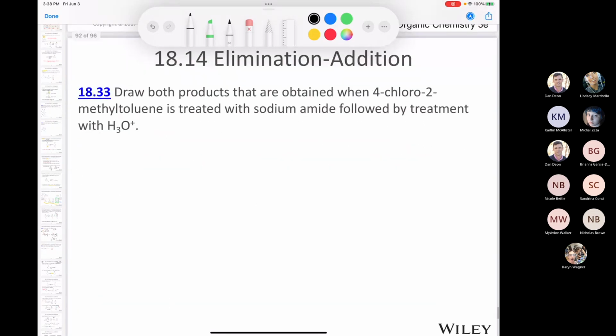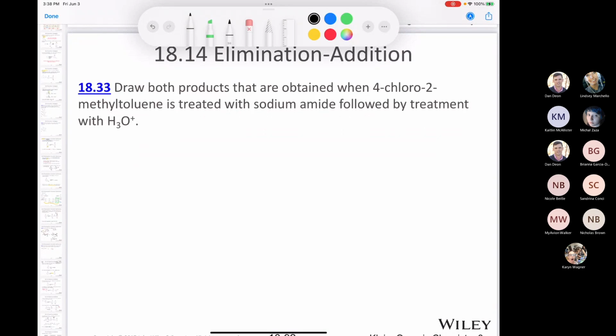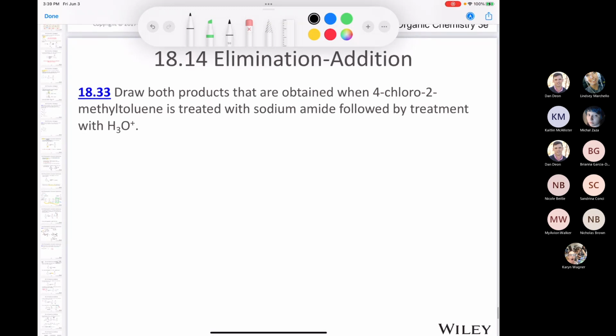And so it says here, draw both of the products that are obtained when 4-chloro-2-methyltoluene is treated with sodium amide, followed by treatment with aqueous acid. So let's draw 4-chloro-2-methyltoluene. So why don't we draw toluene like this? I'll just put my methyl here. Then if we have a 4-chloro-2-methyl, we'd have a chlorine here and we'd have a methyl here. And then what we're going to do is treat this with sodium amide. So we're going to use sodium amide in ammonia. And then in the second step, we're going to treat it with aqueous acid.